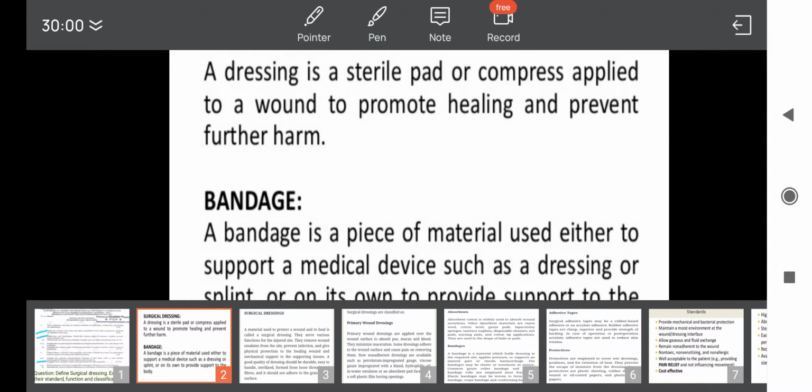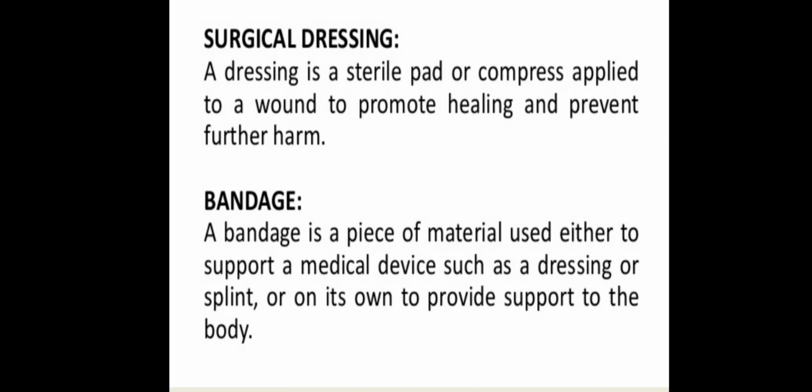Here the definition is going to be a dressing. Surgical dressing is a sterile pad or compress applied to a wound to promote healing and prevent further harm or further infection from any microorganisms, right? Wherever we are using dressing, bandage is also used, so you can write bandage there as well. A bandage is a piece of material used either to support a medical device such as a dressing or splint, or on its own to provide support to the body, right?